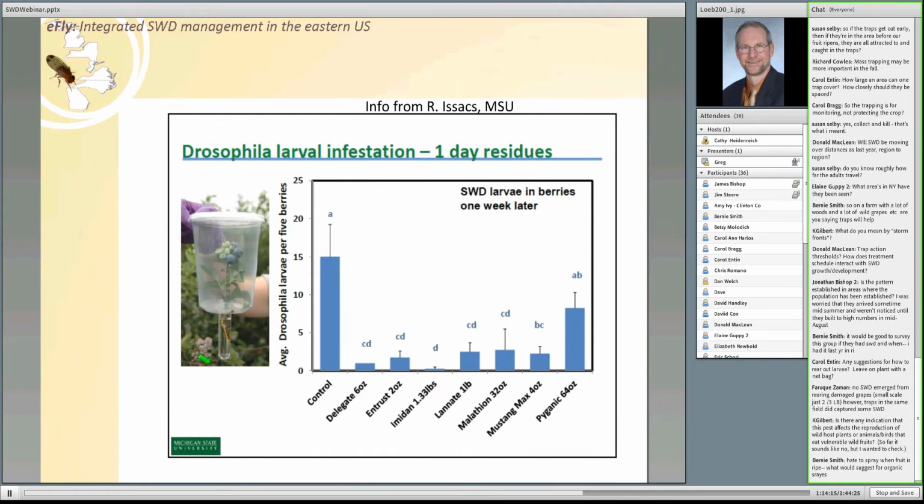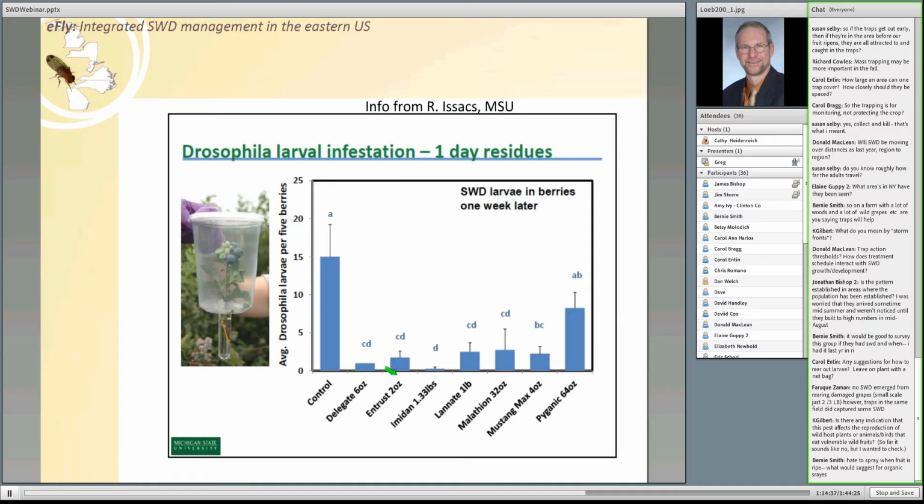Fortunately, a number of insecticides are fairly effective targeting the adults. This is a graph of some data that Rufus collected where they treated blueberry with different insecticides, then exposed those things to adult spotted-winged Drosophila and assessed larvae 1 week later. And they looked at a number of compounds that we have labeled in fruit crops.